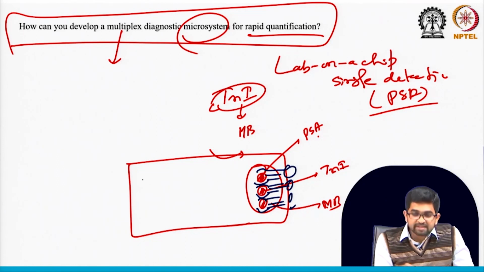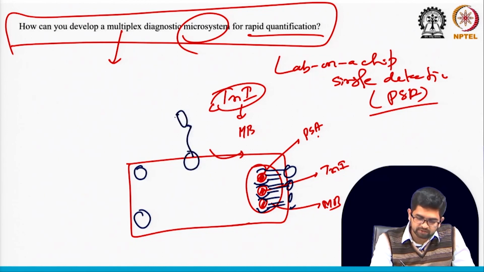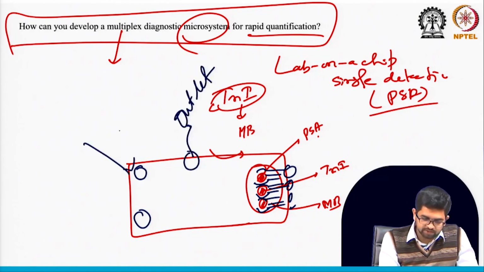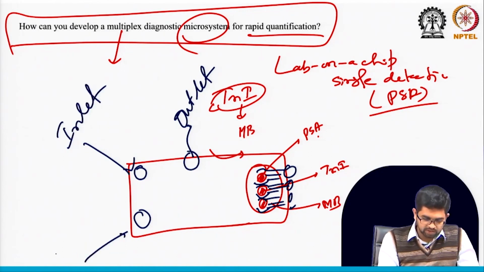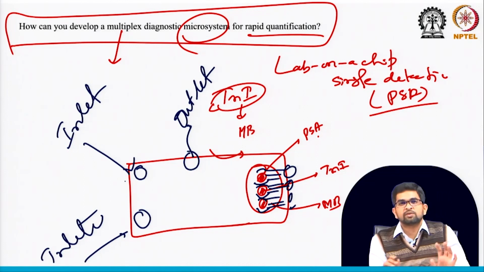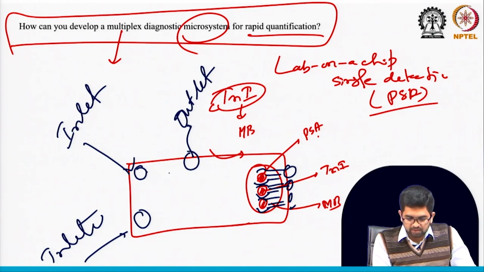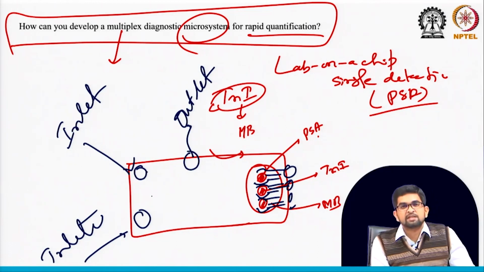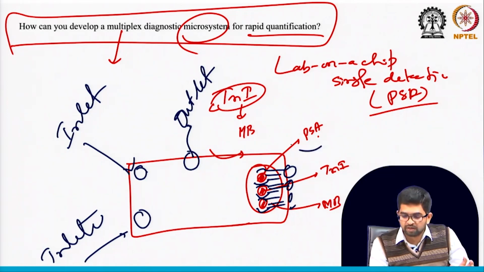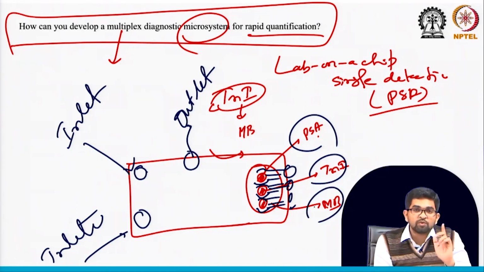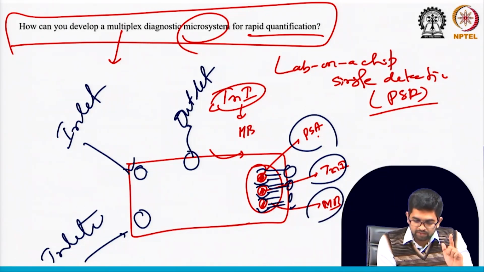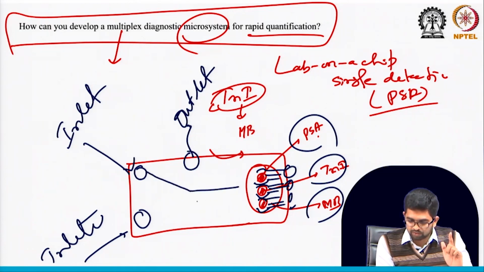In the same way, you will have an inlet here, maybe one outlet here, another inlet here, and you can design it as I taught you in the last slide. As it is multiplex, you don't know whether all the analytes are present together or not, so let's use only one single sample, and this sample will go through the whole surface.